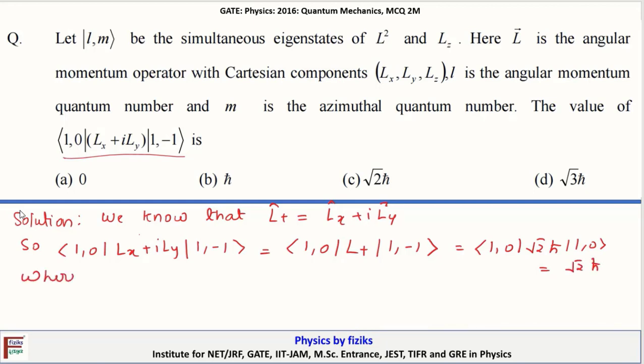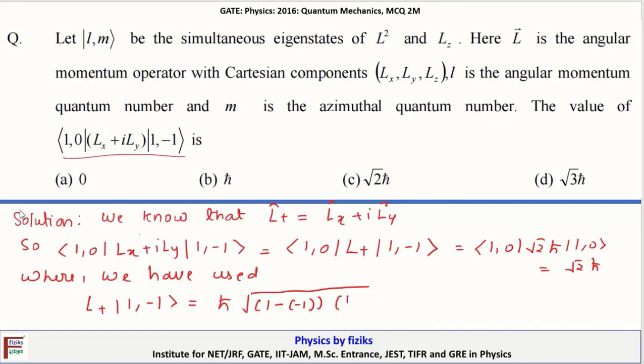where we have used L+|1,−1⟩ = ħ√((1−(−1))(1+(−1)+1))|1,0⟩, which is equal to √2 ħ|1,0⟩. Thus our answer for this problem is option C, that is √2 ħ.